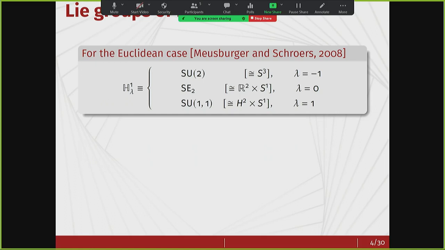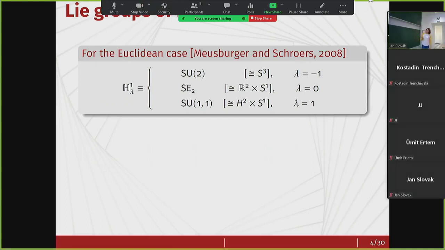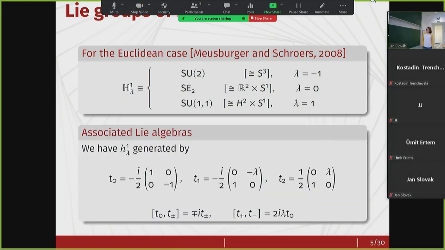Something nice about these Lie groups is that they have nice topologies, and precisely these topologies are the ones that are going to tell us... Sorry, what is H? H is going to be the hyperbolic. Okay. So the topologies are: for SU(2) it is S3, for the special Euclidean group it is R2 times S1, and for SU(1,1) it is the hyperbolic plane, the space in 2 dimensions, times S1.